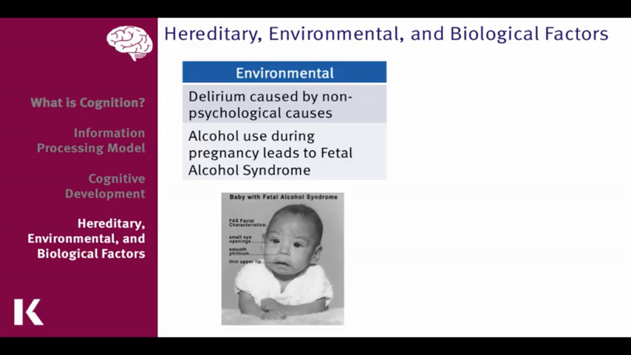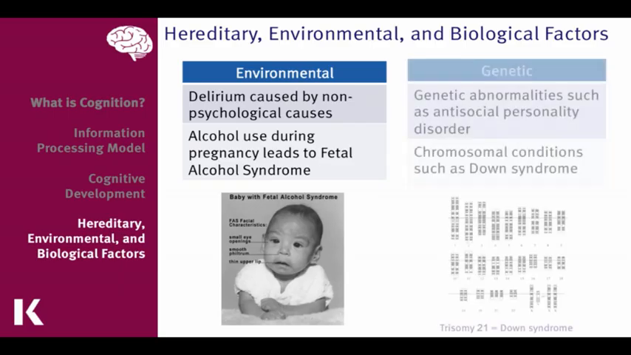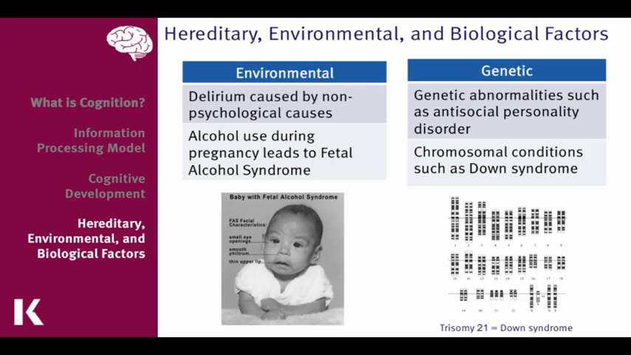Alcohol use or other drug use is another environmental factor that affects cognition, specifically in a fetus. Alcohol use during pregnancy leads to fetal alcohol syndrome, which manifests in the physical characteristics of the baby. For example, the baby might have a thin upper lip, a small eye opening, a short nose, and a low nasal bridge. Genetic factors can also influence cognition. These genetic factors can lead to everything from antisocial personality disorder to chromosomal conditions such as Down syndrome or trisomy 21, as well as Fragile X syndrome. Again, keep in mind that a variety of factors can be influencing cognition at any given point in time.